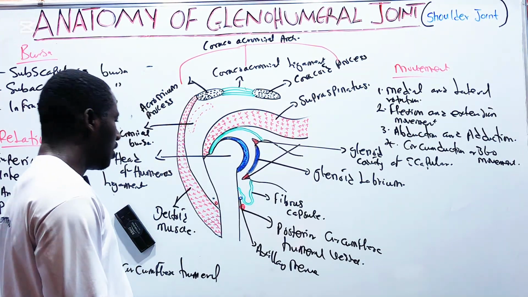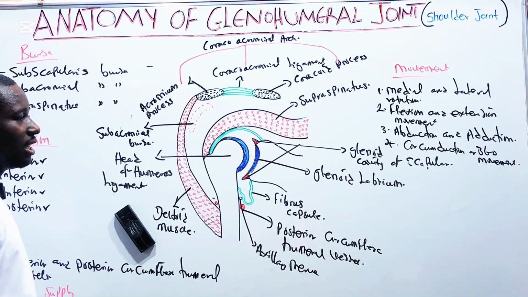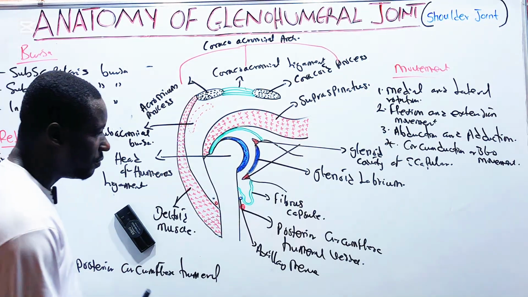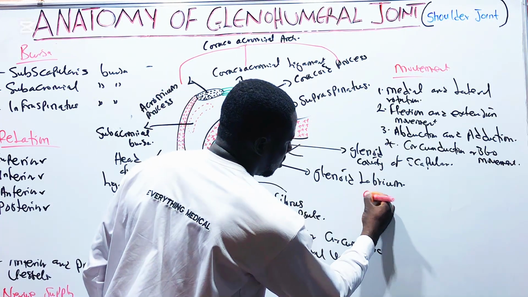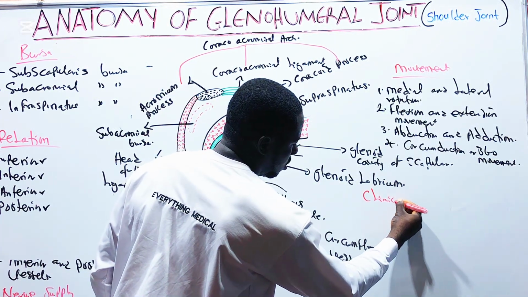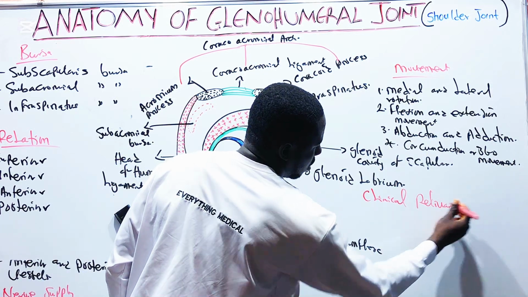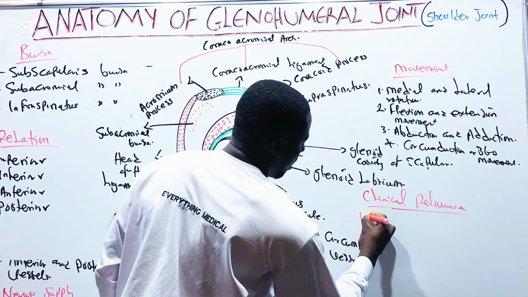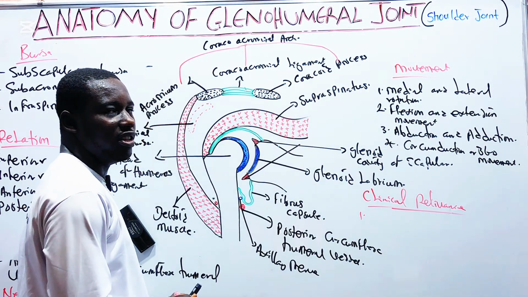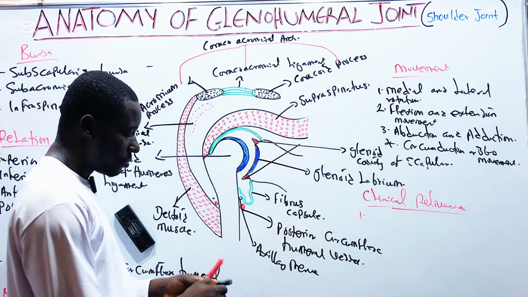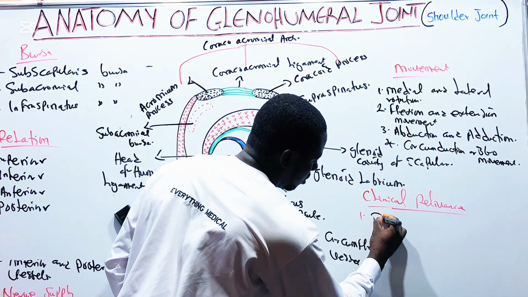Okay, so the next outline is the clinical correlation. That is the clinical relevance of the shoulder joint. Number one clinical relevance of the shoulder joint is the dislocation, because it's a joint, it is an articulation, it dislocates. Dislocation.